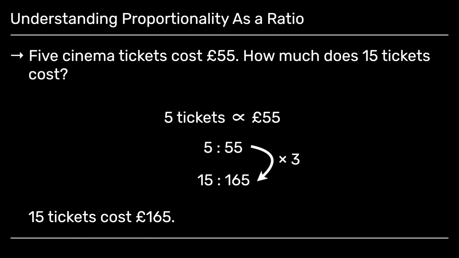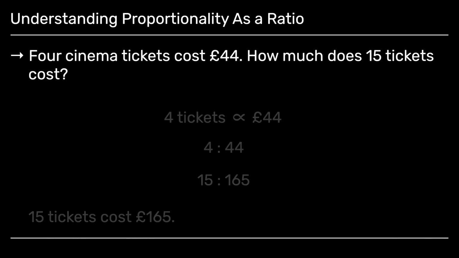But we can have the same proportion, but make the problem harder. So let's say we have 4 cinema tickets, and they cost £44. Now how much does 15 tickets cost? Because our proportionality ratio is 4 to 44, where 4 tickets is proportional to £44. How do we get to 15? Well, we have to get the left-hand side to be 15. How do we do that? We divide both sides by 4 and then multiply by 15.